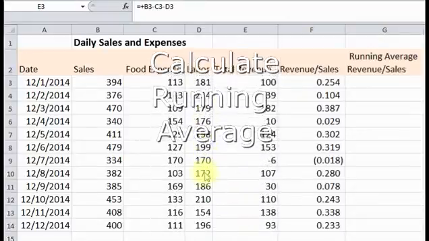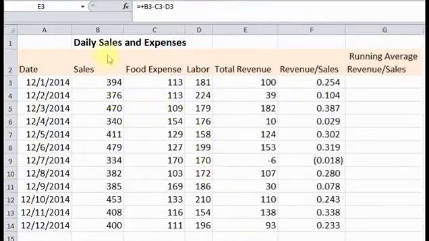I want to go over a little table here of daily sales and expenses and a problem that came out of it. So we've got this list of daily sales by days going one after another with food expense and labor expense. And in this column here we've got total revenue, which is just sales minus food expense minus labor expense. So we've got a list of total revenue, and a column which is like a percentage, which is revenue divided by sales.